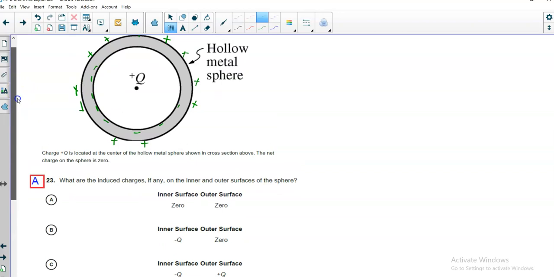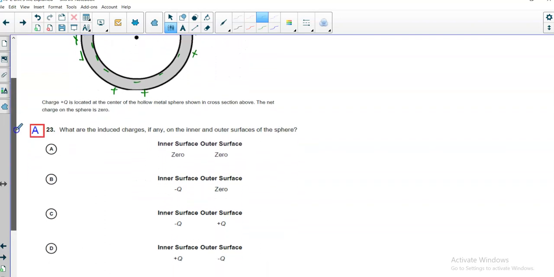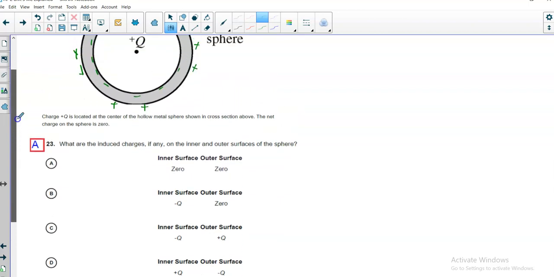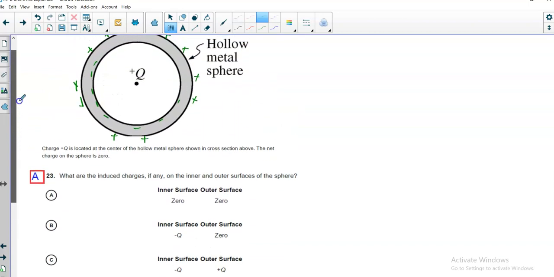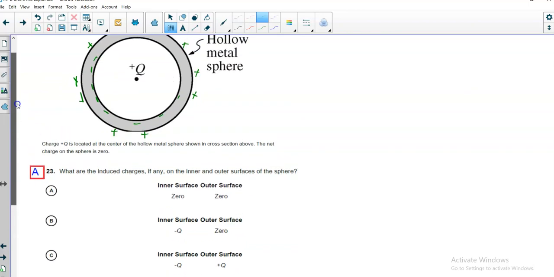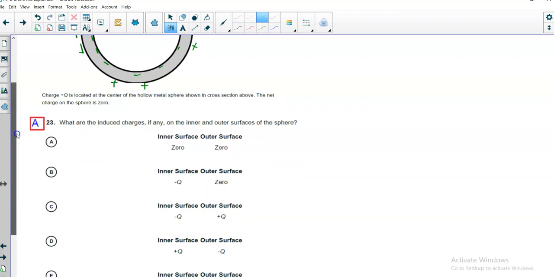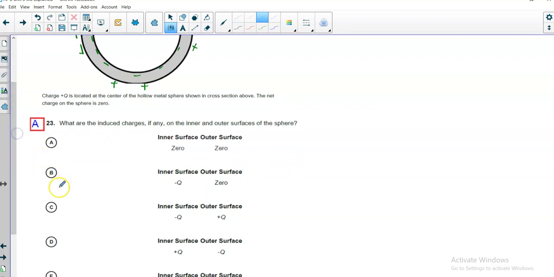Now the induced charges. I'm going to give my answer, then I'm going to check the answers to see if I'm right. Based on what I've said so far, you'd have to say the inner surface was negative Q, and the outer surface was positive Q. I'd say C. Now, am I right? Let's check. I'm not 100% sure on this one. 23. C. Okay, I am correct.